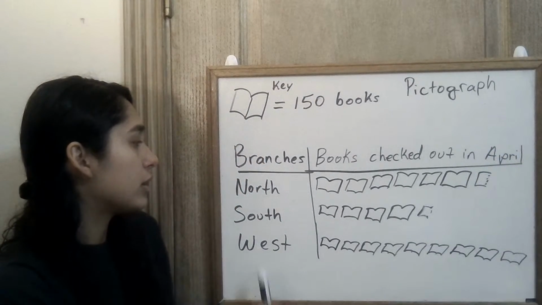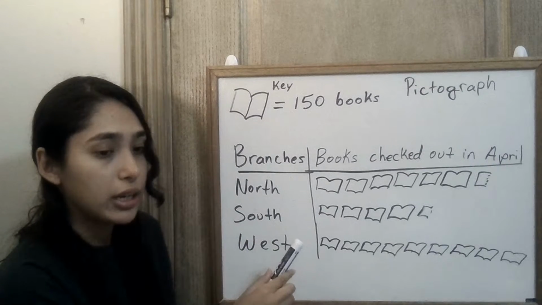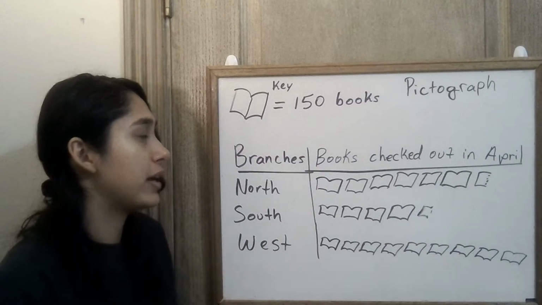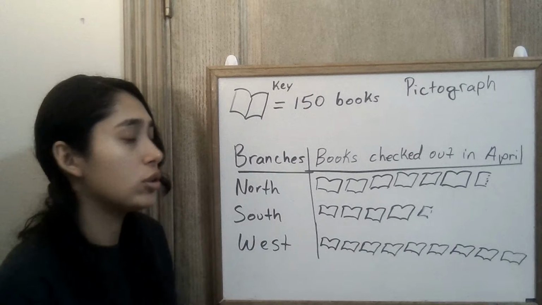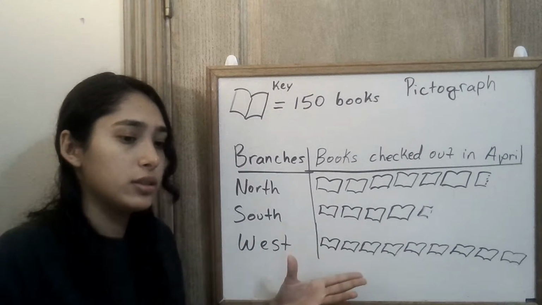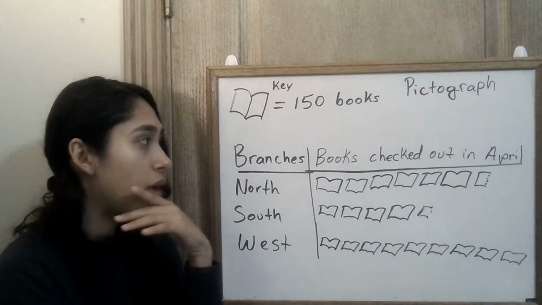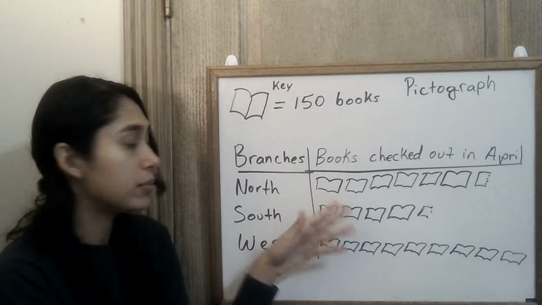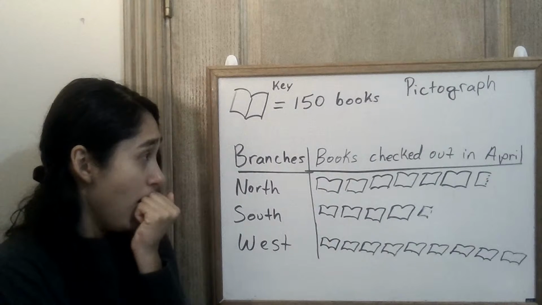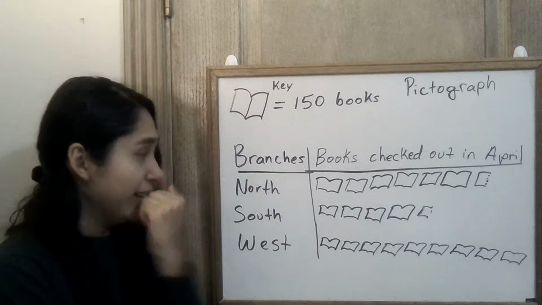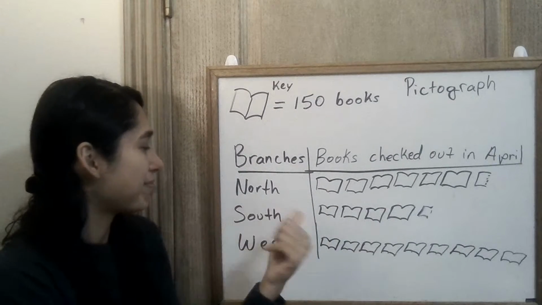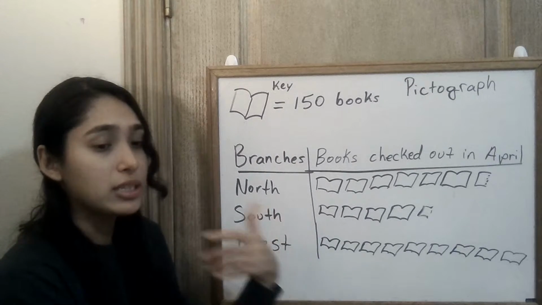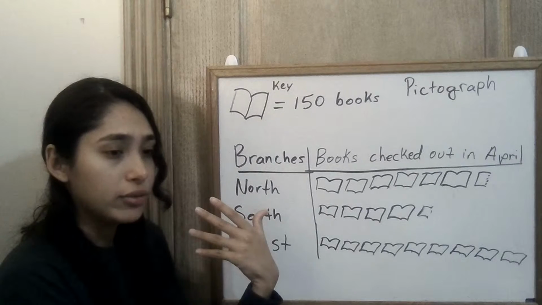And I know that in the South branch, there are fewer people checking out books. So let's say I was the mayor of the city and I needed to close one of the branches. If I'm just going to be making my decision based on how many books are being checked out at the branch, I would shut down the South branch because fewer books are being checked out there.